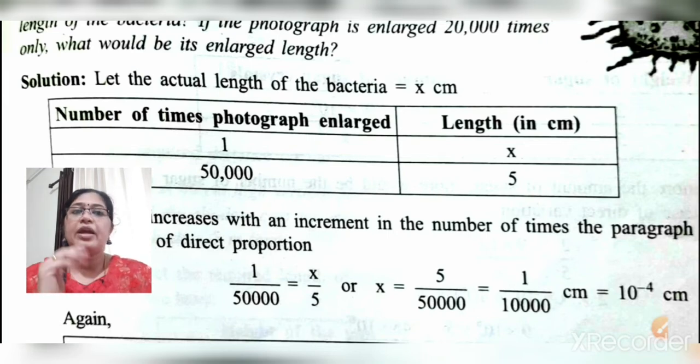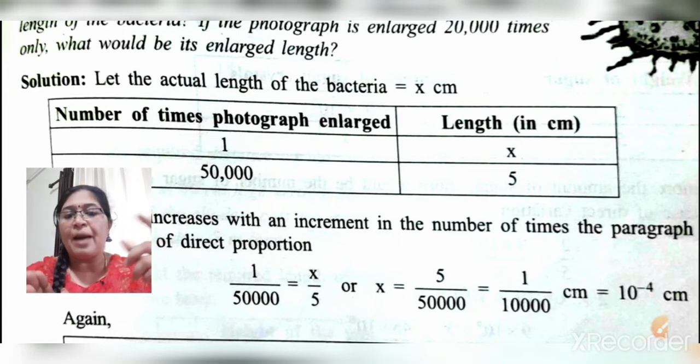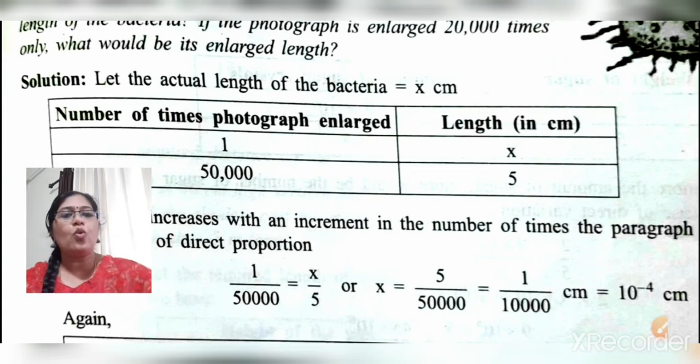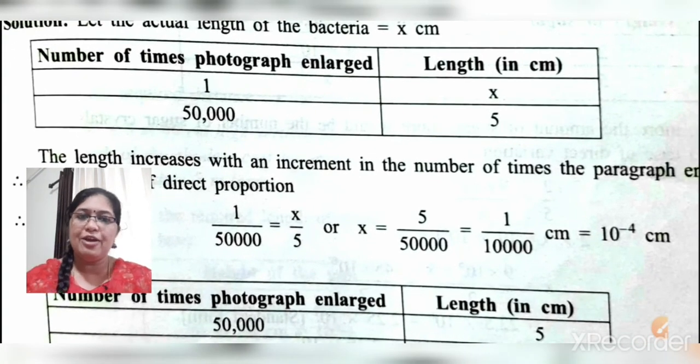When the number of times enlarged is increasing, the length of the bacteria is also increasing. When the number of times enlarged is decreasing, the length of the bacteria is decreasing in the picture, right? So, when one is increasing, the other is also increasing. When one is decreasing, the other is also decreasing. It is direct proportional, so it is division. So, 1 by 50,000 equals x by 5. You want to find the value of x. So you will keep x on one side and take the others to the other side.